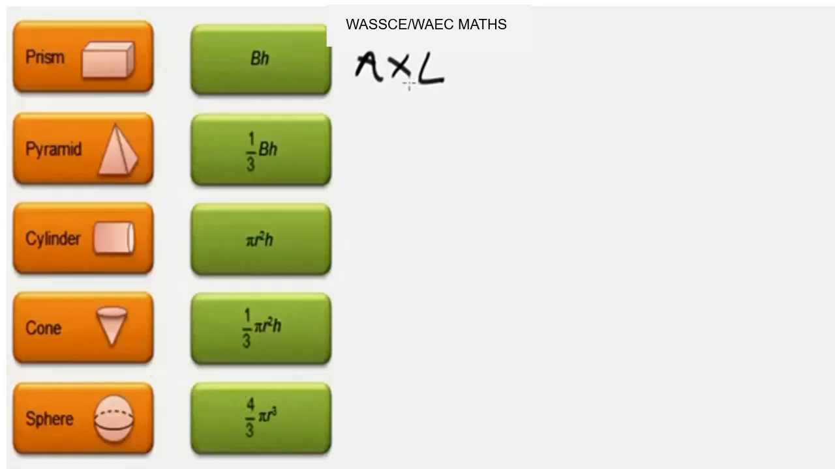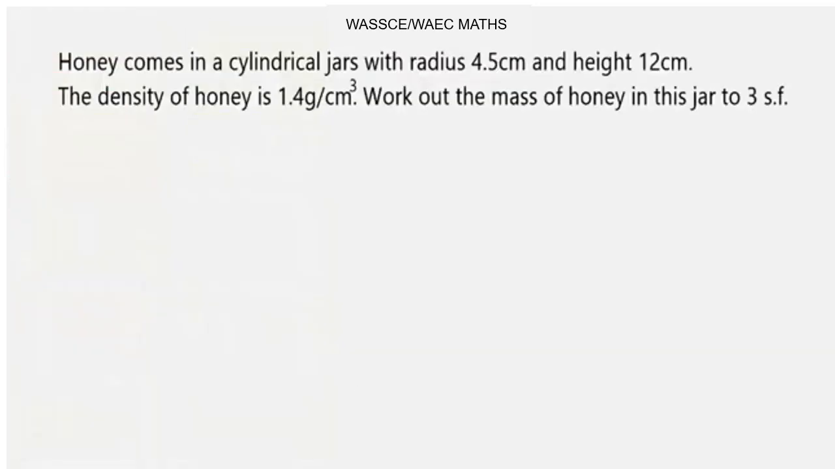Now having known these basic respective formulas for volumes of 3D shapes, let's get a practice math question on this and apply the formula to it and see what we're going to have as the answer. Okay guys, now let's look at this question. It says honey comes in a cylindrical jar with radius 4.5 cm and height 12 cm. The density of honey is 1.4 gram per cm cubed. Work out the mass of honey in this jar to 3 significant figures.